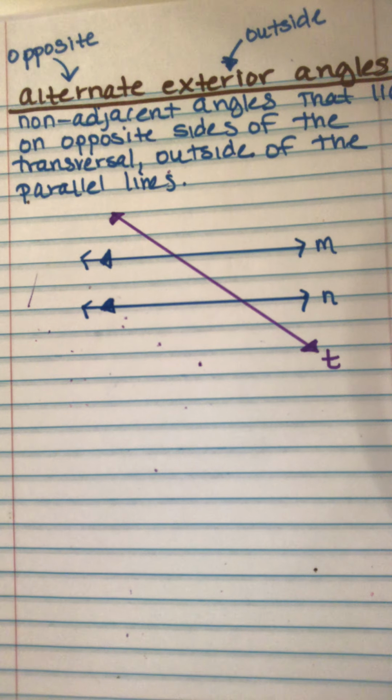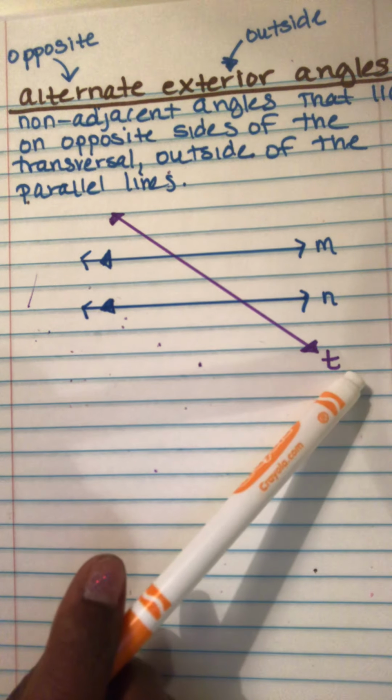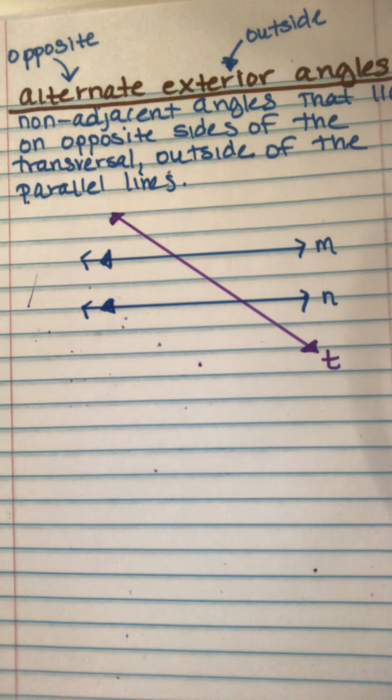So it is a non-adjacent angle that lies on the opposite side of the transversal and outside of the parallel lines. So in this particular case, I drew two parallel lines. I labeled one line M and the other line N, and I cut it by a transversal T. I made the transversal go the opposite way, because I was always making it go to the right. Now I'm making it go to the left.